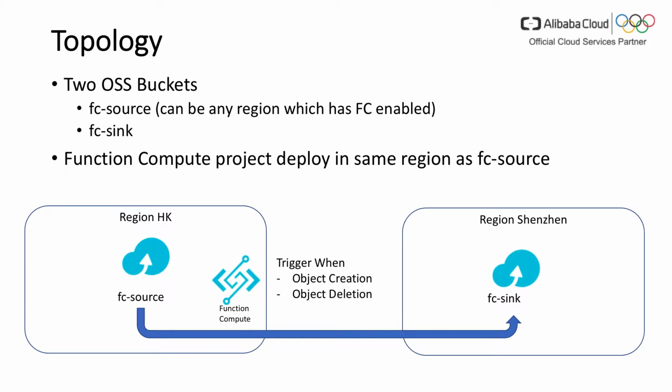And we also need to deploy our function compute project in the same region as the source bucket. In this example, we will use the Hong Kong region and the Shenzhen region, which doesn't provide the native OSS replication. And when we create some files in the bucket, it will trigger the function compute event. And when the object is created or the object is deleted, this change will replicate to the sink.